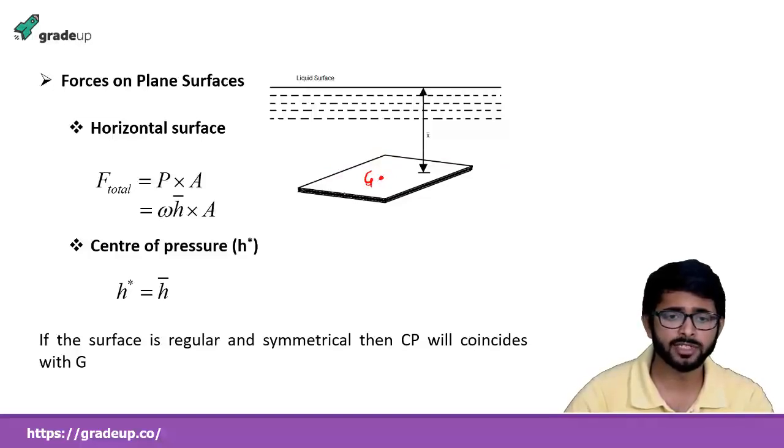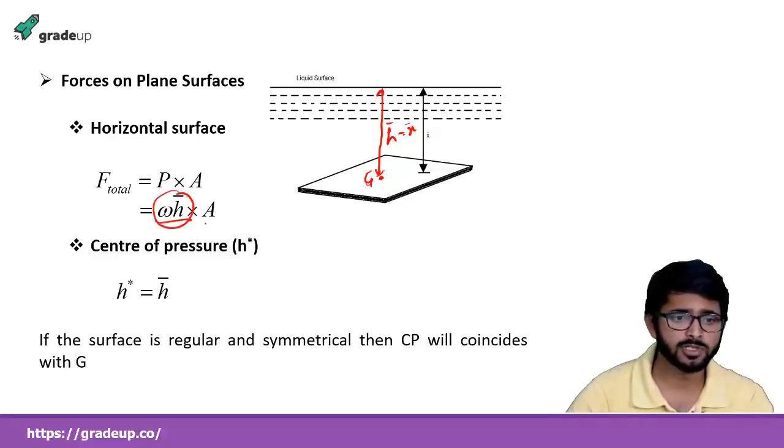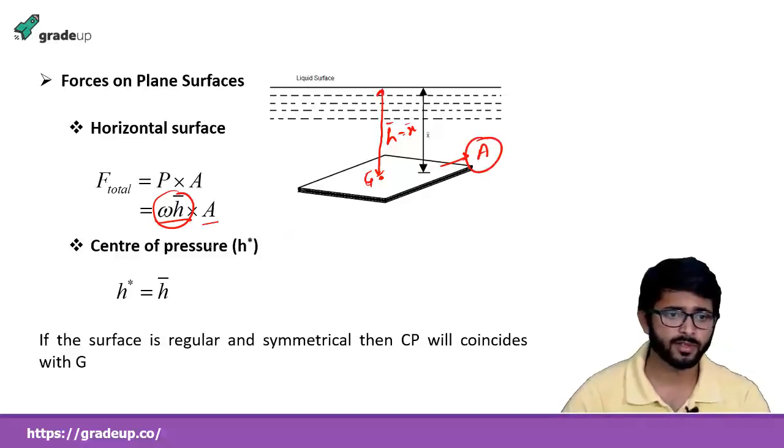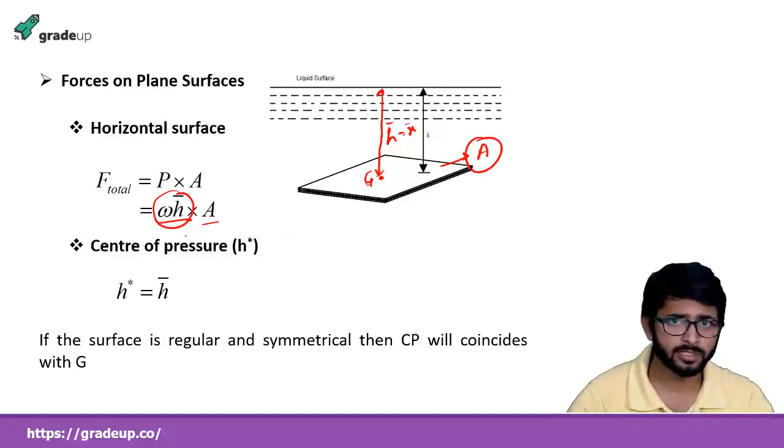This center of gravity lies on the horizontal plane. It is also the distance from the free surface; this h is equal to x. Okay, so we can write omega into h. This is the pressure force into surface area. Surface area of the plate is A. So this is how we find the pressure force applied on a horizontal plane which is submerged in a liquid.